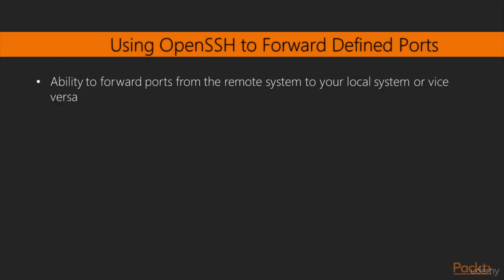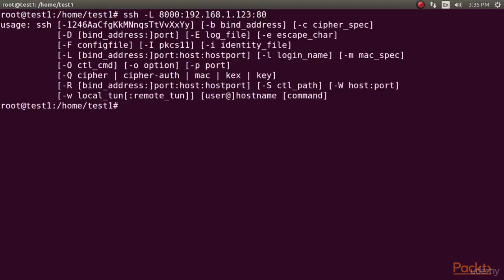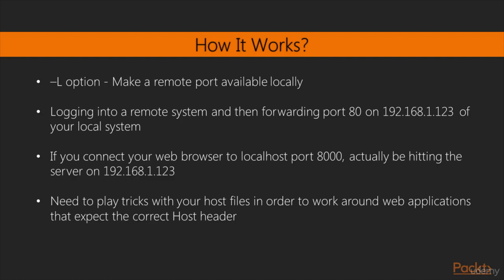One extremely useful piece of functionality is the ability to forward ports from the remote system to your local system or vice versa. Let's see how we can do it. Forward a remote port locally using ssh -L 8000:192.168.1.123:80. The -L option allows you to make a remote port available locally.